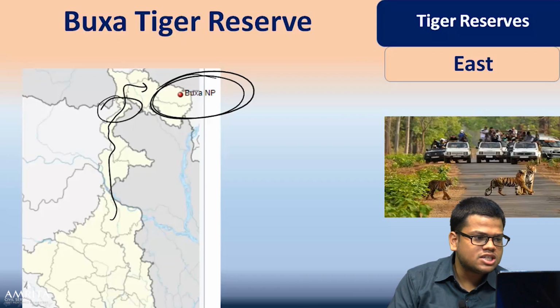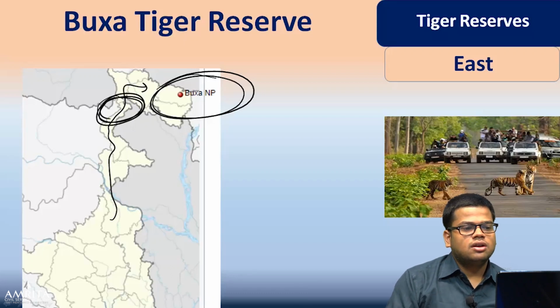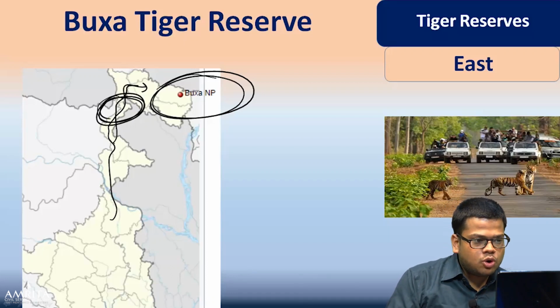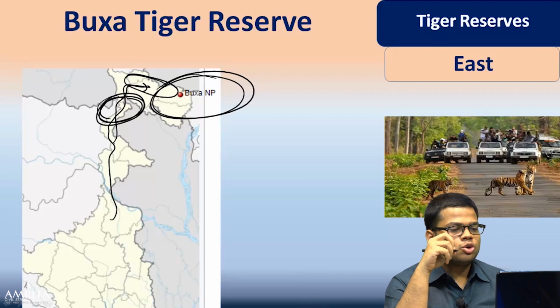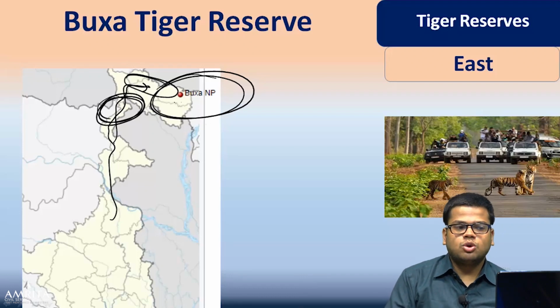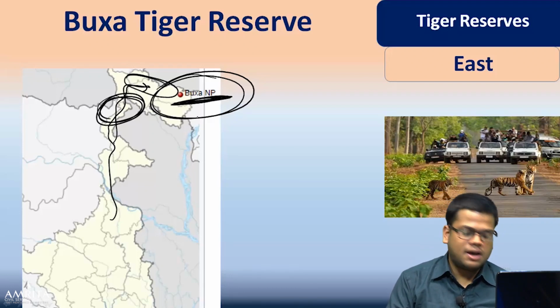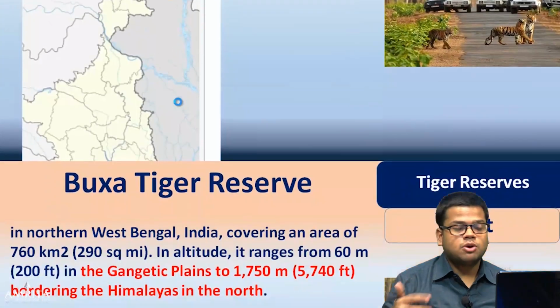Yes, it's a very small thing. So you have to remember that West Bengal also goes there. The Darjeeling portion is here only, right? It comes in West Bengal. So don't think that it is in the northeast. No, it is in West Bengal. So Buxa National Park is in West Bengal.